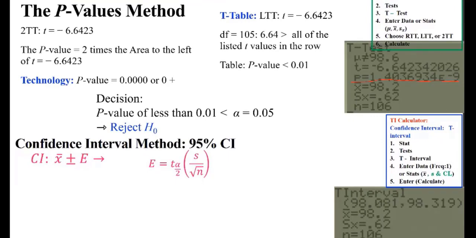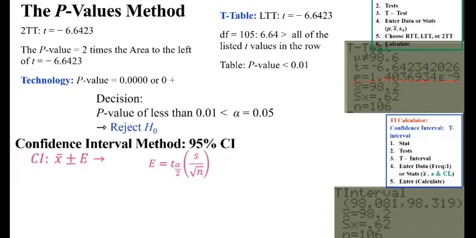And by the way, notice alpha was 0.05. This is a 95% confidence interval. The reason they are complementary, as we've seen before, is that it's a two-tailed test. So a 95% confidence interval corresponds to the two-tailed test with an alpha of 0.05.